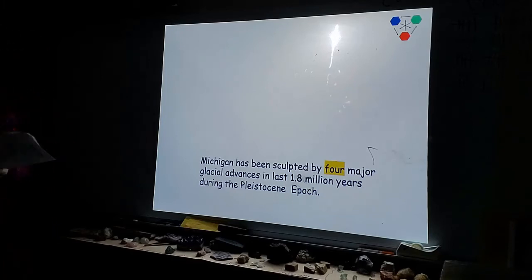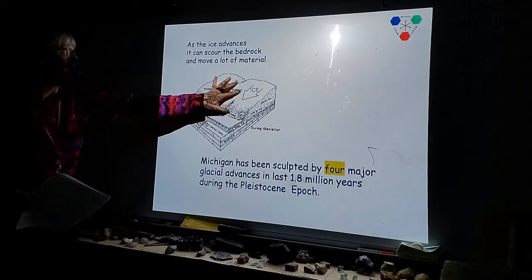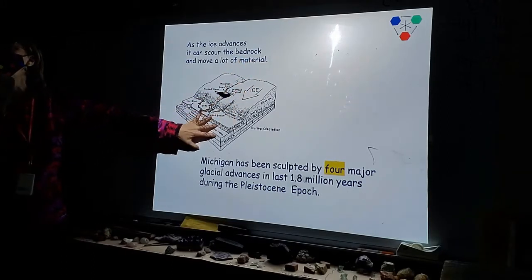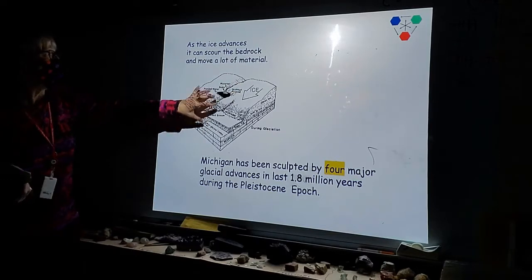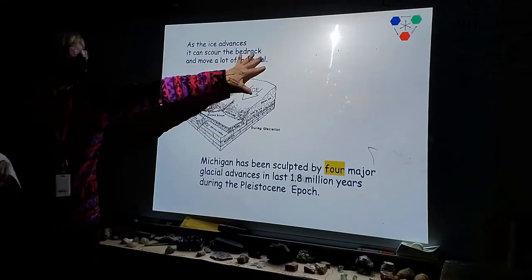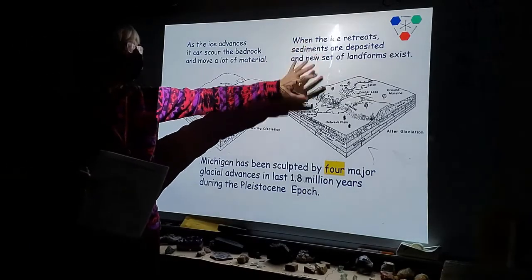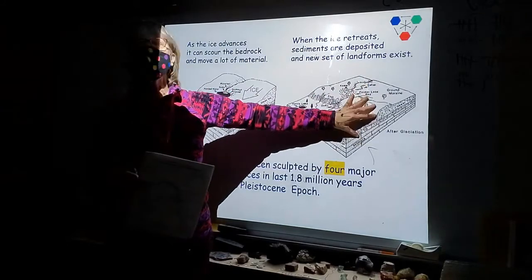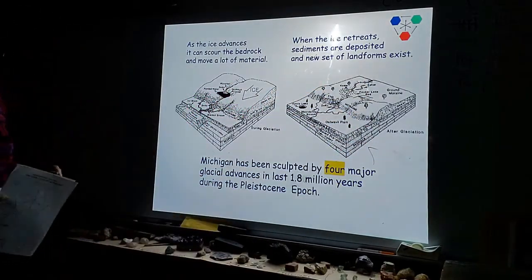So glaciers are why Michigan looks like it does, and that's why we have so many sedimentary rocks. They've been dumped here by glaciers. As ice advances, remember we talked about this, it scours the ground, it digs it out. There's a lot of abrasion going on, and it digs stuff out and it moves material. So most of the rocks we have here from Canada and North America, it brought down. Then when it retreats and it leaves behind the water and whatnot, you have a different sort of topography. You have different landforms on top.